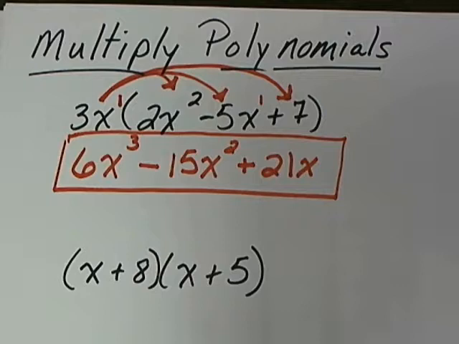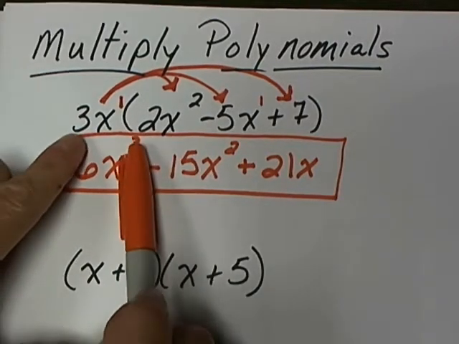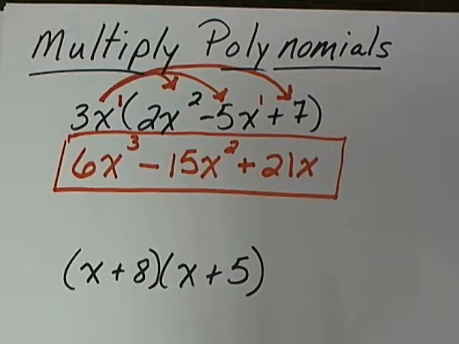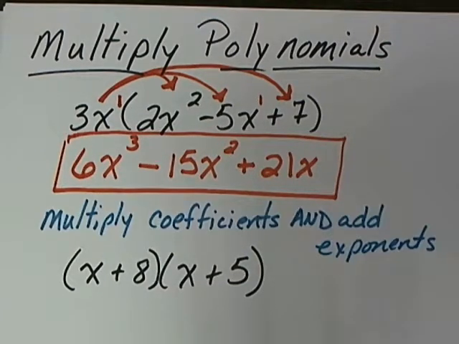Okay. So when multiplying, we multiply the coefficients and add the exponents. Let me write that down. So once again, when we're multiplying polynomials, when you take each term times another term, you multiply the coefficients, the numbers in front of the variables, and add the exponents.